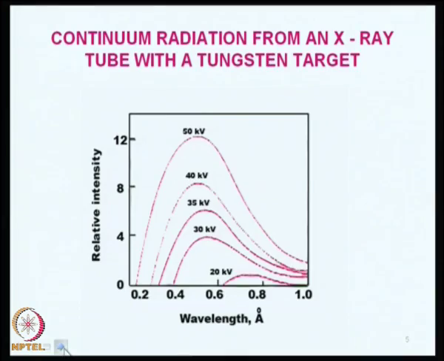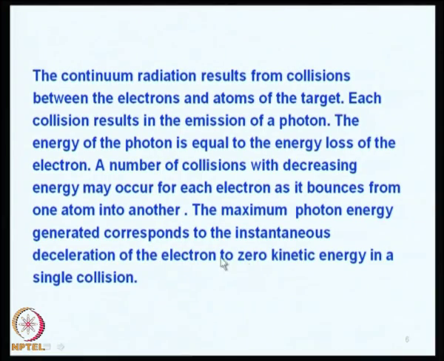So, you can see that if you use 50 kV, you will get 0.2, and at 40 kV you get X-rays only starting from about 0.3, etc. These things we have seen in the last class with different applied potentials. The continuum radiation results basically from the collisions between the electrons and the atoms of the target. Each collision results in the emission of a photon.